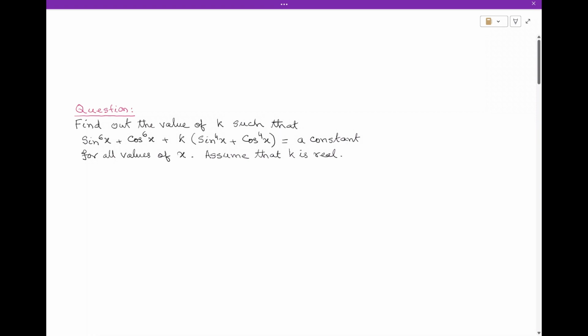Find out the value of k such that sin x to the power 6 plus cos x to the power of 6 plus k multiplied by sin x to the power of 4 plus cos x to the power of 4 is equal to a constant for all values of x. Assume that k is real.